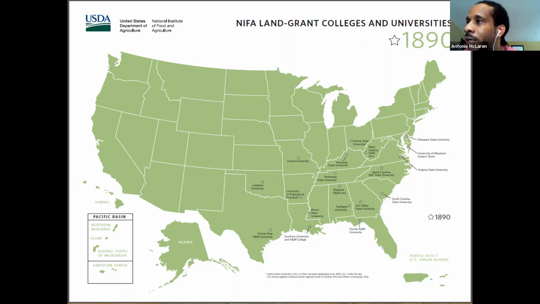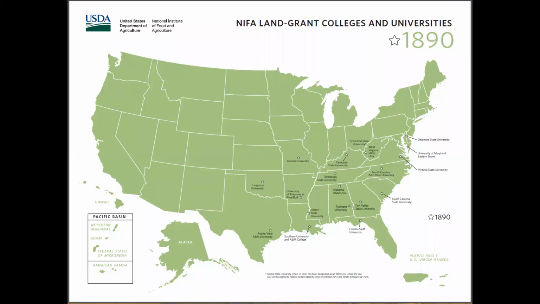So what I'm gonna do is call out each institution by name. And if you could just give me your name, that way I know that that institution is represented, that will be great. Okay. And I'm actually just gonna call them out by using the map. So starting from my right-hand side, Delaware State.